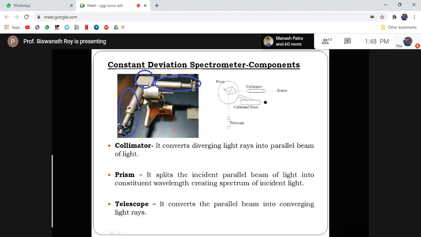Within the box, there is a prism that I am going to show you. The task of the prism is to split the incident parallel beam into constituent wavelengths, creating the spectrum of incident light. And then it is the constant deviation, because deviation is 90 degrees always. This is the direction of the incoming beam, and this is the direction of the refracted beam. So you know how deviation we can calculate. The deviation is always constant, 90 degree.